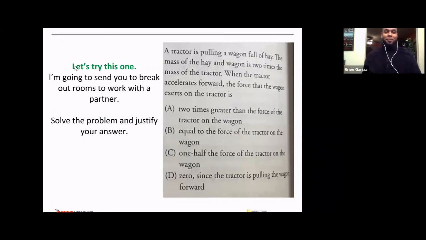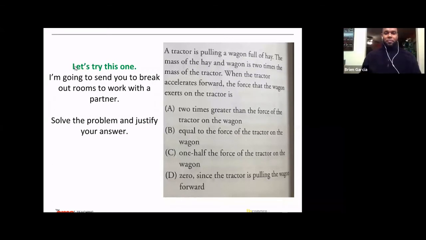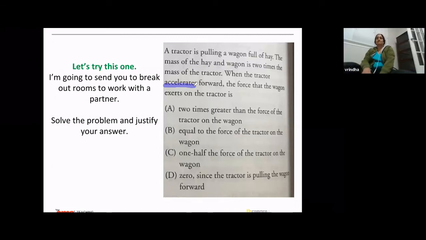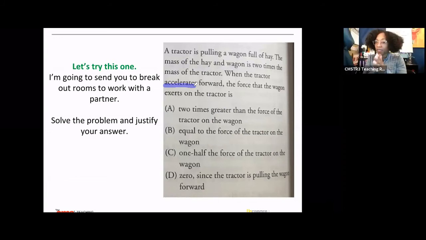No. So here's the one word I want to highlight for you and why it can't be 0. The key word is accelerate, right? So remember, in order to have acceleration, you have to have displacement. If you have displacement, then 0 can't be a thing. So that would take D out of the equation.